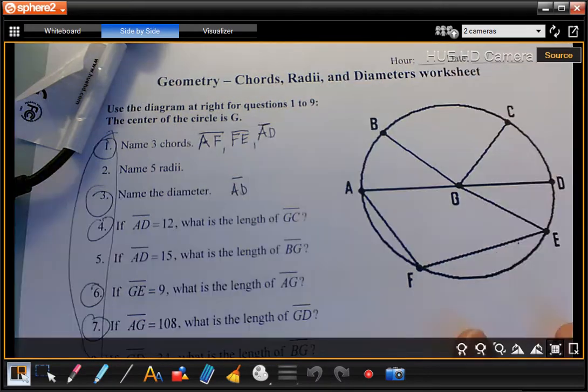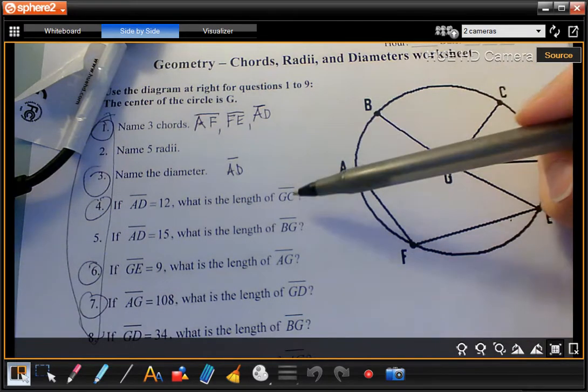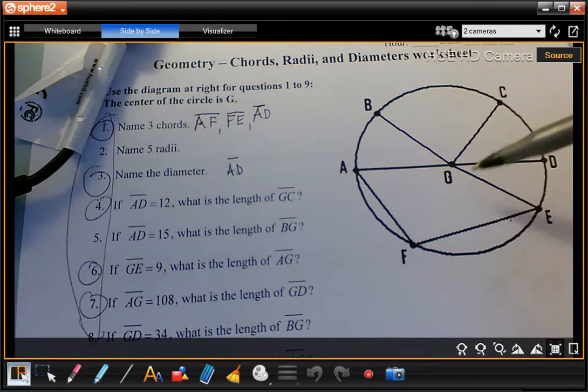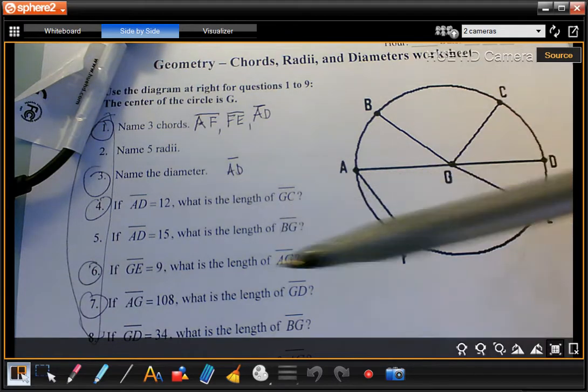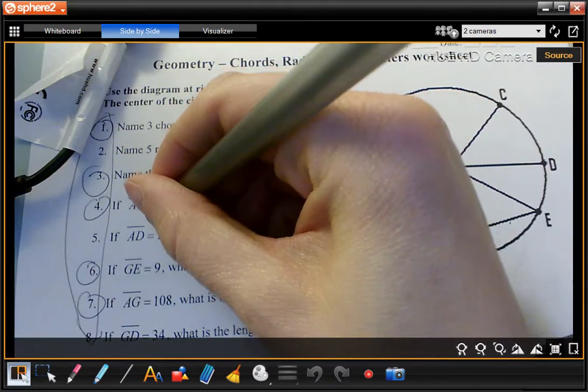Okay, if A to D is 12. Now each of these is a what-if question. None of these are given a length. This is, if it was this, what would the next one be? I get some students that are a little bit mixed up on that. But we're looking at A to D is 12. Now 12 would then be the diameter. So I like to make myself a little note of that.